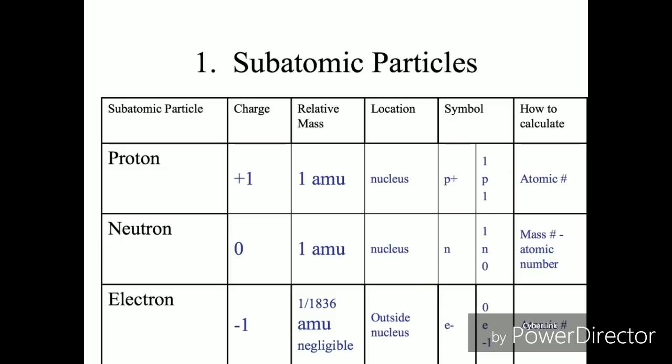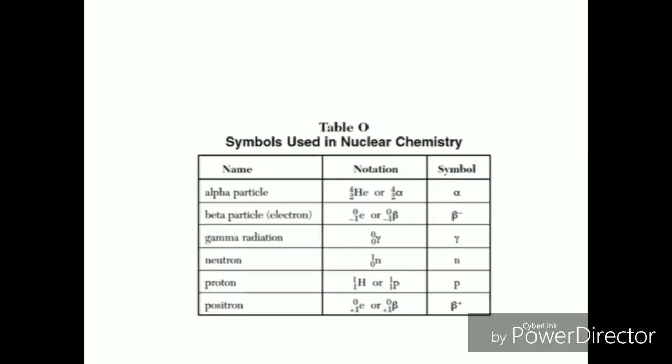Here you'll see the symbols that we use to describe the various subatomic particles. You can also find these symbols on reference table O. Finally, you can see in this column there are various ways to calculate the number of protons, neutrons, and electrons in an atom. Here's reference table O with the various symbols used to describe protons, neutrons, and electrons. There are a couple other symbols that we'll get to later on in the year. It can be noted that the top number of the symbol represents its mass, and the bottom number represents its charge.